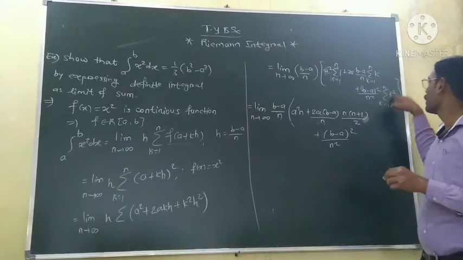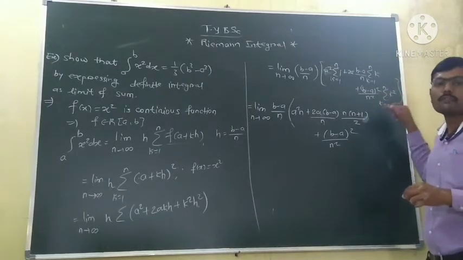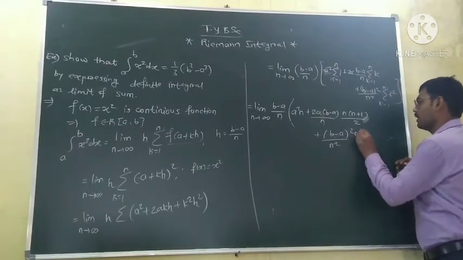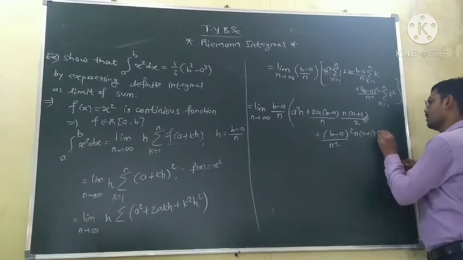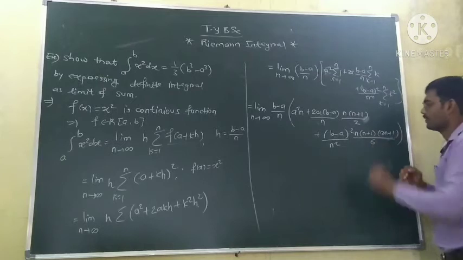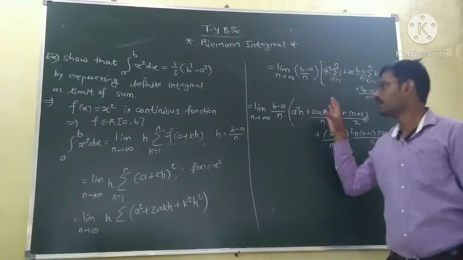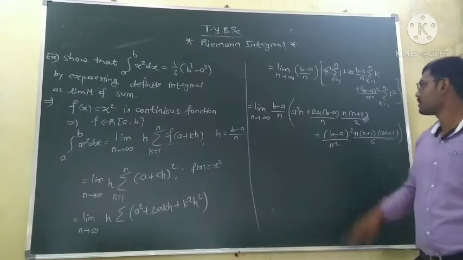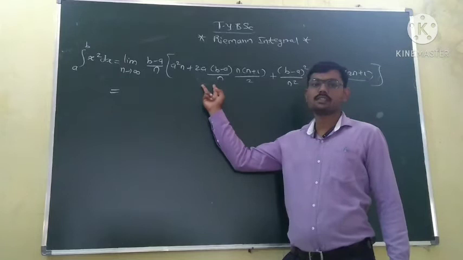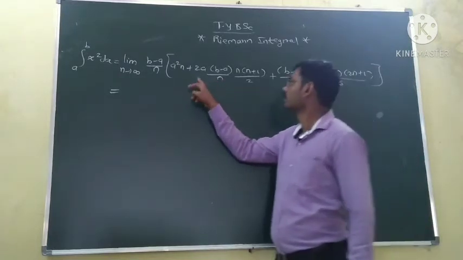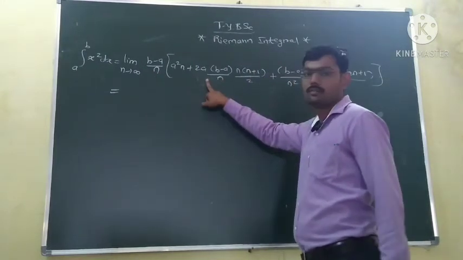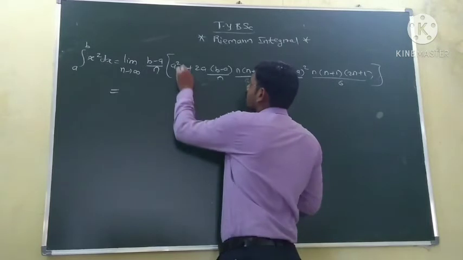We also know the formula for finding the sum of squares of the first n natural numbers, and the formula is n into (n plus 1) into (twice n plus 1) upon 6. Now we'll find the limit as n tends to infinity. So we have come up to this step. Now we will take this n inside the bracket.